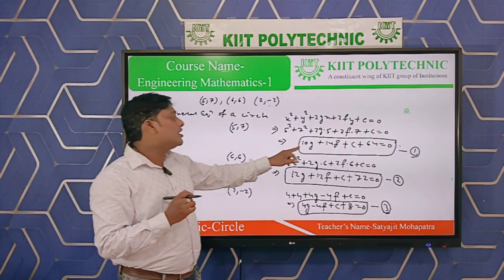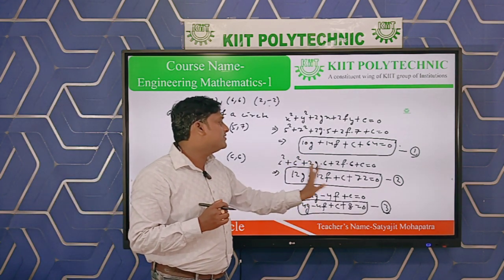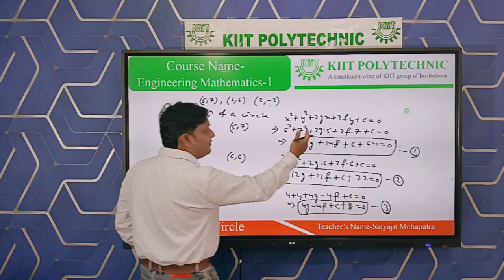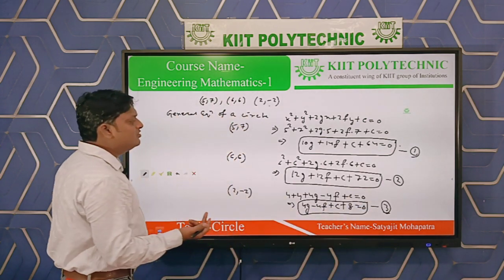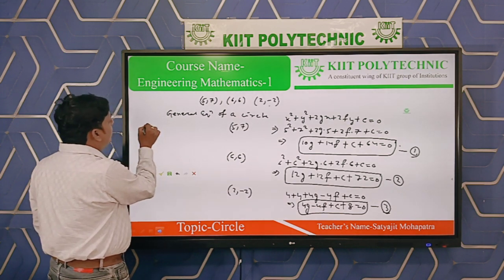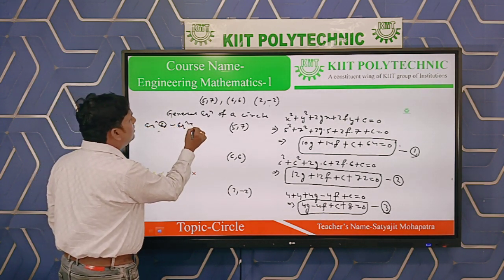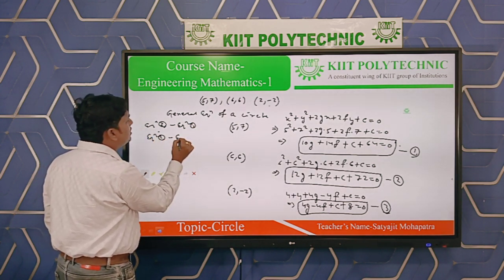So by putting 3 points into the circle equation, we got 3 equations. Next, you just have to simplify these and find the values of g, f and c. Okay, this much only. Next, I will show you how to simplify this with a shortcut. First do subtraction here: equation 2 minus equation 1, then equation 2 minus equation 3.